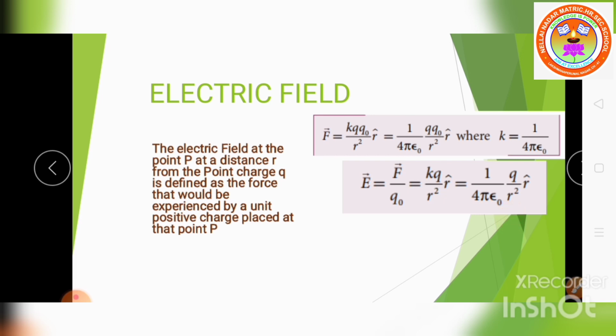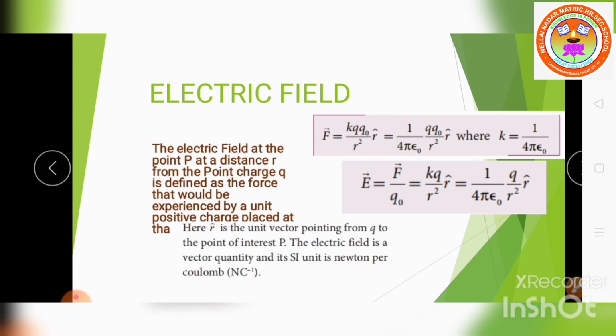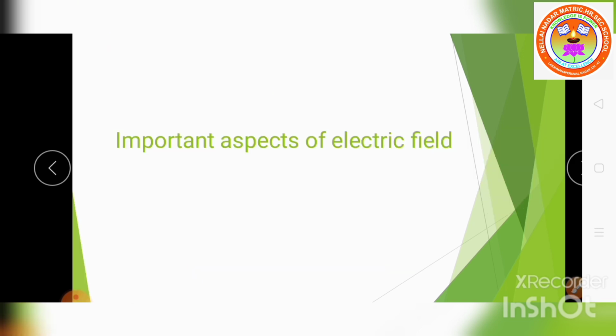The electric field is a vector quantity. The SI unit is Newton per Coulomb. The unit of the force is Newton, the unit of the charge is Coulomb. So the SI unit is Newton per Coulomb. Understand, children? Next we are going to see the important aspects of electric field.